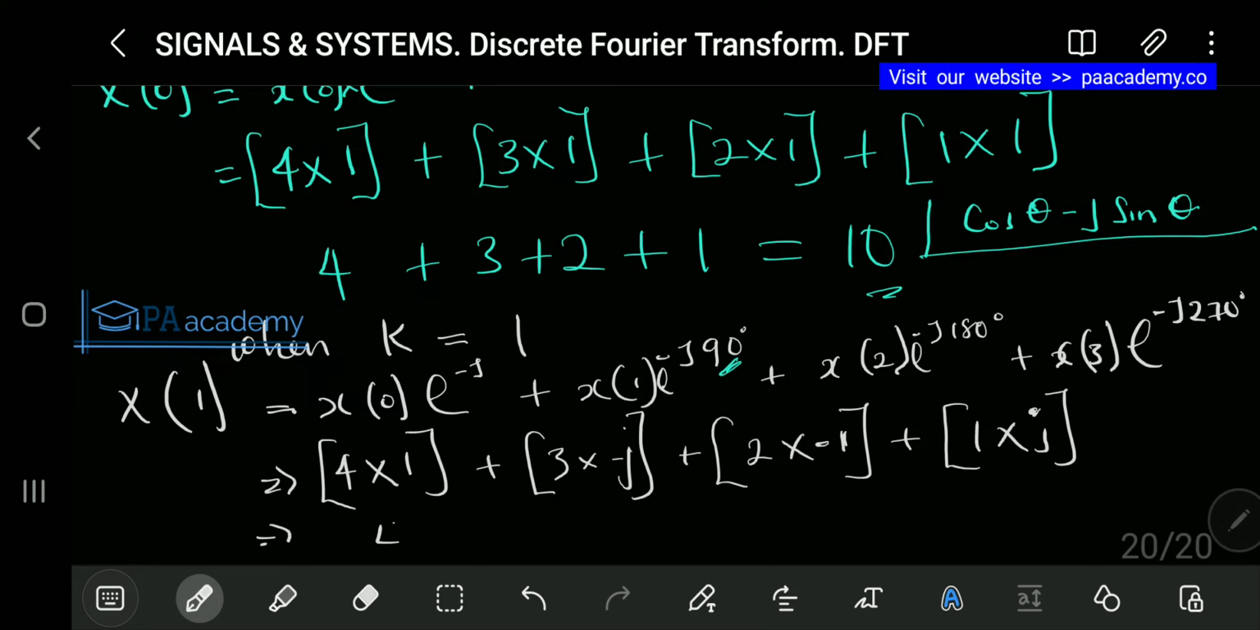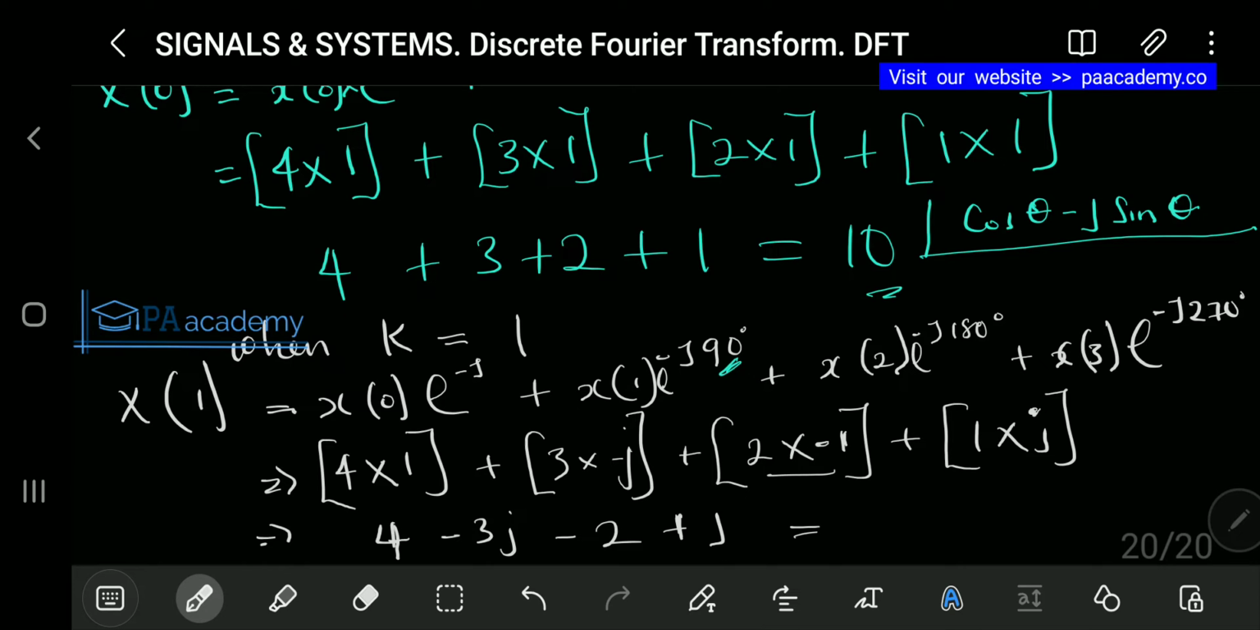Now 4 times 1 is 4. Then plus 3 times minus j, that will give us minus 3. And then the plus here, so it will still be minus 3j. Then plus 2 times minus 1, that will give us minus 2. Then plus 1 times j, that will give plus j.